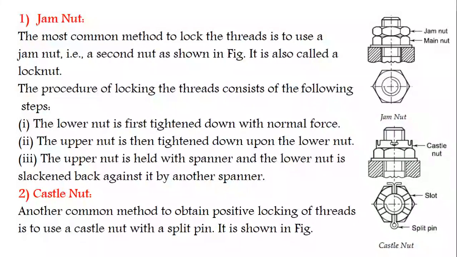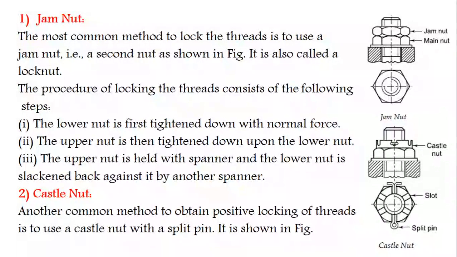The cylindrical portion has 6 slots located on the center of the face of the hexagonal part. In the cylindrical part there are 6 slots: 1, 2, 3, 4, 5, 6. Due to these slots, the castle nut is sometimes called a slotted nut. A split pin is passed through the diametrically opposite slot in the castle nut and the hole in the bolt.